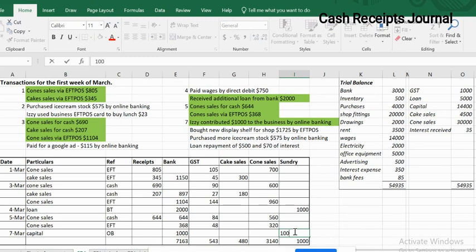So, sorry, I apologise. I've just realised I've done that wrong there. Okay, as you can see, I've got some formulas already in the bottom, so that's adding up those columns. So that's what you also need to do at the end, is add up those columns, and then we are done for the cash receipts journal.